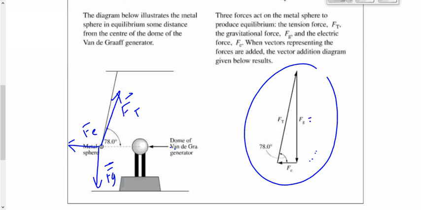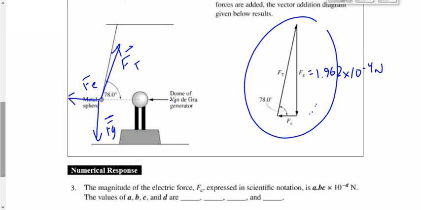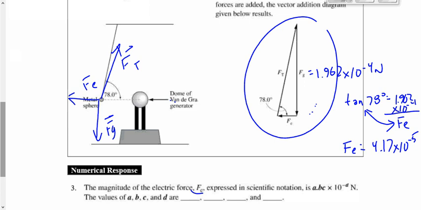Look, we know what Ft is. It's m times g, which works out to be 1.962 times 10 to the minus 4 newtons. And if we know that, then we can find the electric force, that's what we're looking for, by saying tan 78 degrees is equal to opposite over adjacent. And when we solve for Fe, we switch these around, we end up getting 4.17 times 10 to the minus 5 newtons, or we'll say 4175.